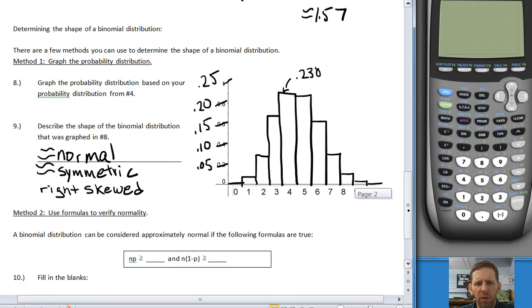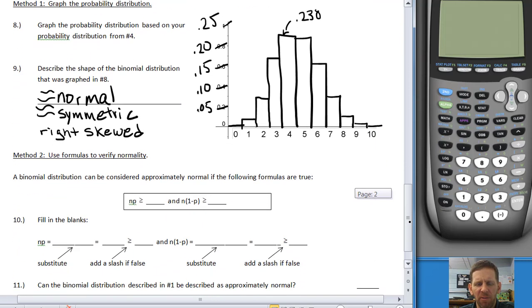Now, officially, there's a formula that you can use to verify if a graph is normal or not. So if you're wondering, is this graph normal? Officially, a binomial distribution can be considered approximately normal if the following two formulas are true. If n times p is greater than or equal to 10, and if n times 1 minus p is greater than or equal to 10. So officially, is this graph approximately normal? Let's find out.